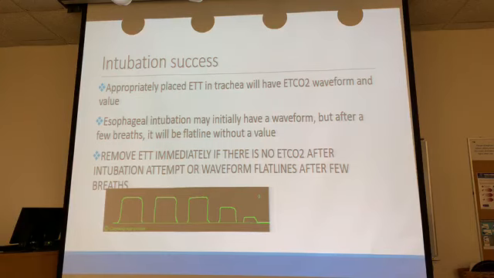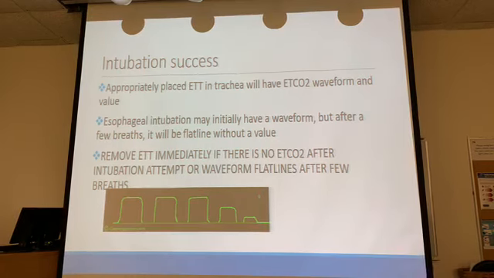If you've got the endotracheal tube in the trachea, you're going to get end-tidal CO2 waveforms, and you're going to have a value, right? If you're in the esophagus, initially you may have a waveform, but after a few breaths, it's going to flatline, okay? And if that's the case, you need to immediately remove that ET tube because you have to assume it's not in the right place.